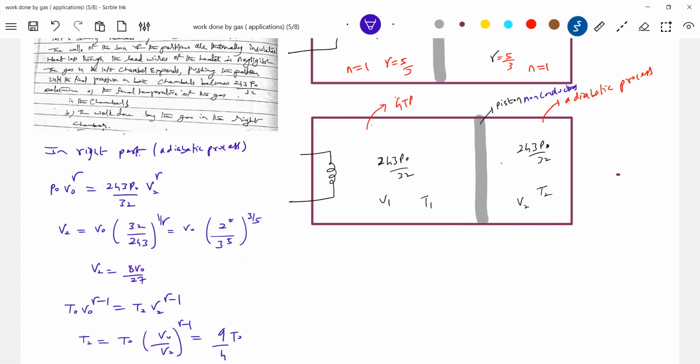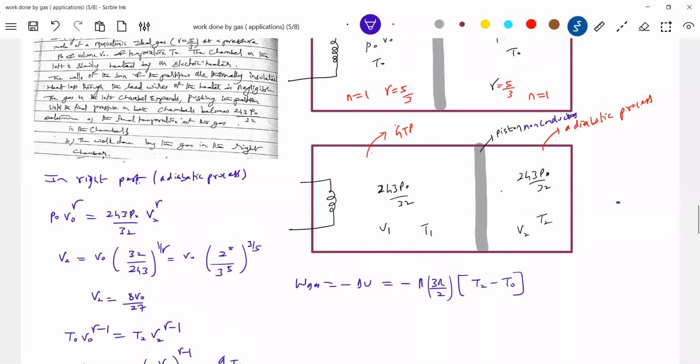I know the temperature of the gas in the right chamber. What is the work done by the gas in the right chamber? How to get the work done? Because we don't know how the pressure varies. What is work done by gas in an adiabatic process? Minus delta U, minus n R delta T, or okay, it's a monoatomic gas, no? n 3R by 2, temperature of gas T2 minus T naught. Initial temperature is T naught. Substituting the value of T2, we'll get this.